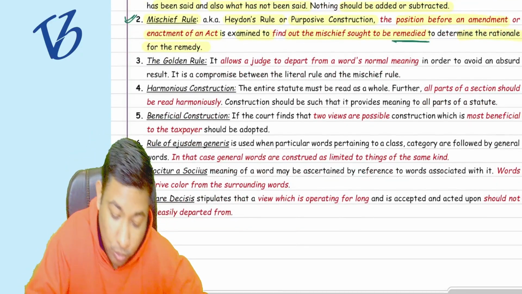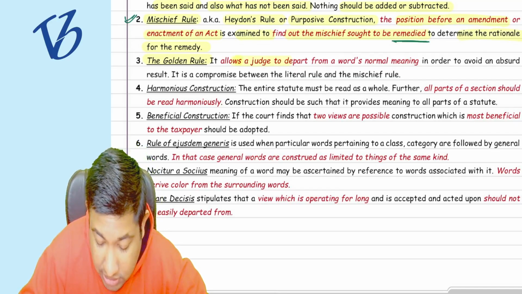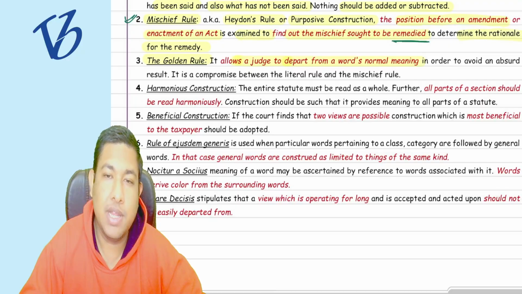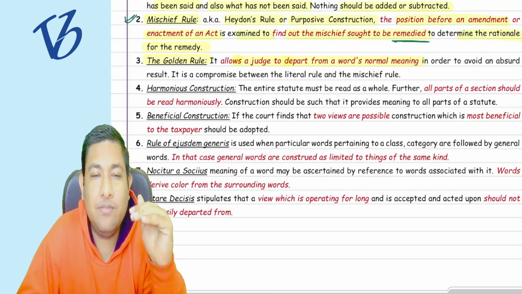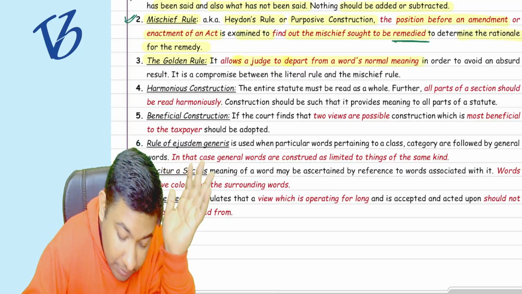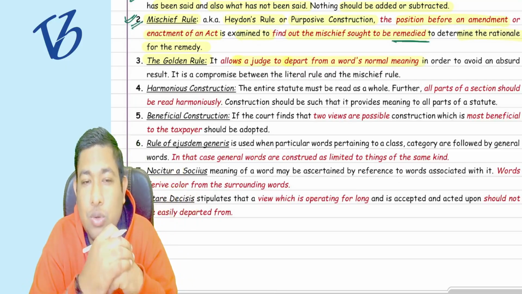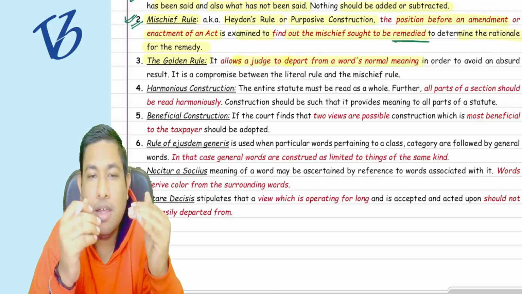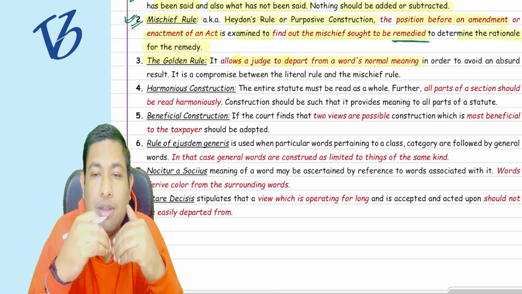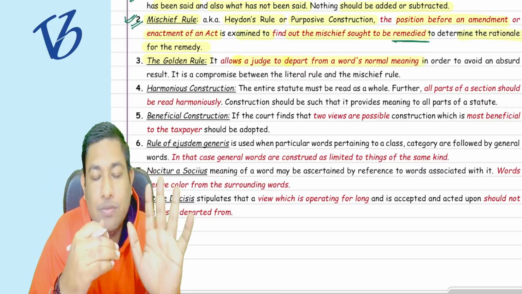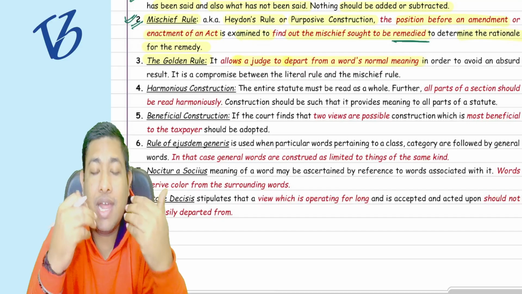Now, coming to the golden rule. It is an important rule. It allows a judge to depart from the word's original meaning. If there is a word written in the law, but if we literally interpret that word, and if we apply the mischief rule as well, and after applying all these, that particular word gives an absurd meaning, meaning it is not coming up with the intention of the law. The intention of the lawmaker cannot be like this. So it is giving an absurd meaning.